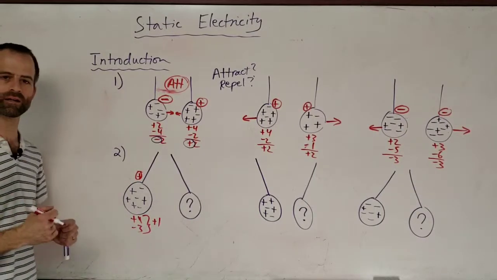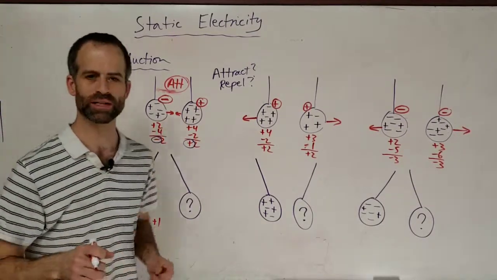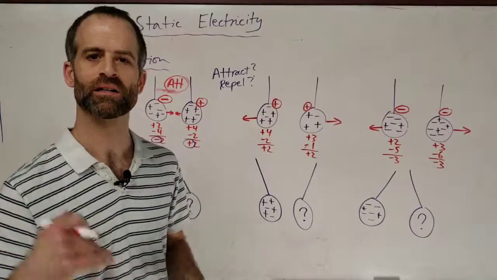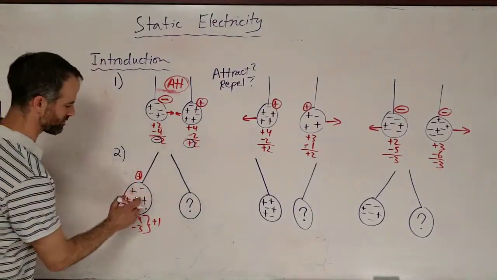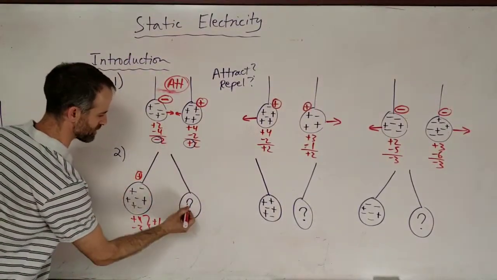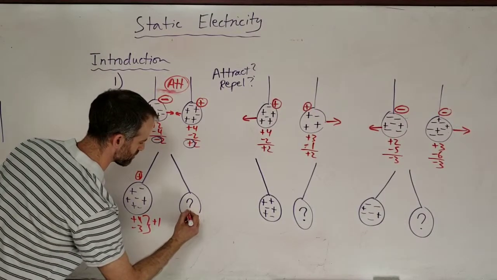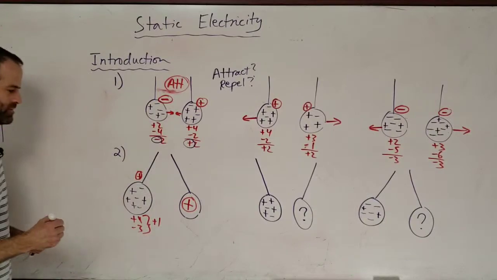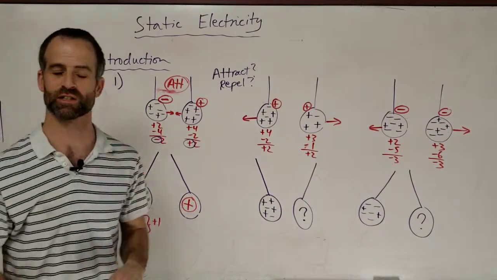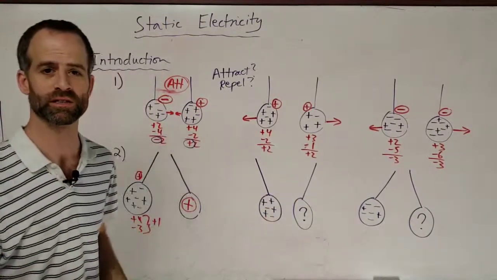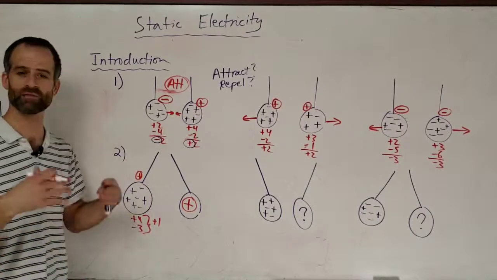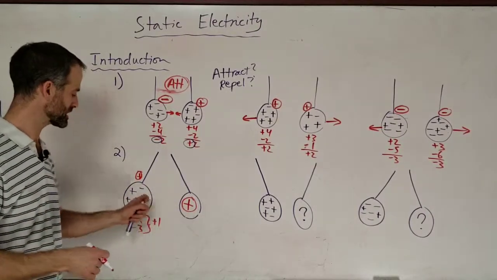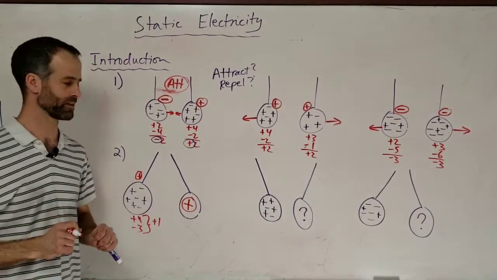Now I know that they are pushing away. They are repelling. What was that last rule we did? Well, opposites attract, similar charges repel. So if it's repelling, this must be positive. Positive is the answer. We don't know what the exact charge is. It could be +5, it could be +3, +1. But we know it's positive because they must be pushing away from each other.